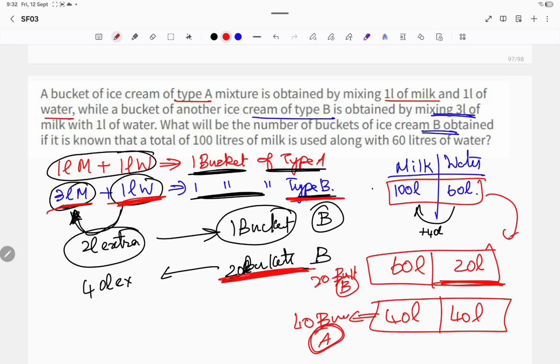You don't even need a pen and paper to solve this problem. You can just simply look at this extra 40 liters and you can see that however much type A I create, that will not create an additional milk compared to the water. But for each type B that I create, that would give me 2 liters of extra milk compared to water. And if there are 40 liters extra milk compared to water, that means I would have created 20 buckets of type B. And the remaining 40 liters would have contributed 40 buckets of type A.